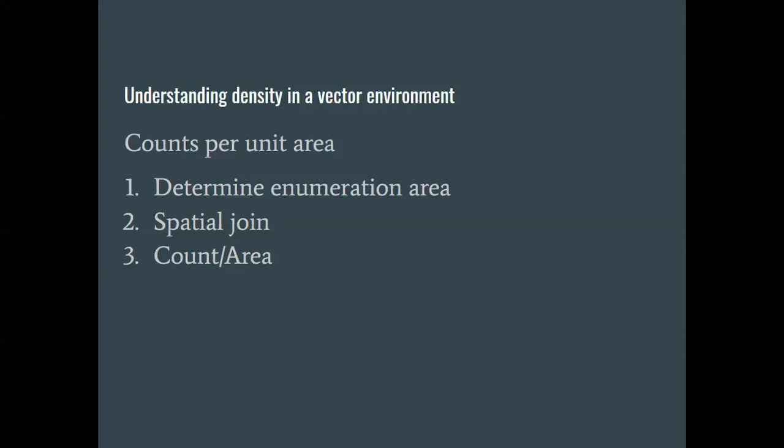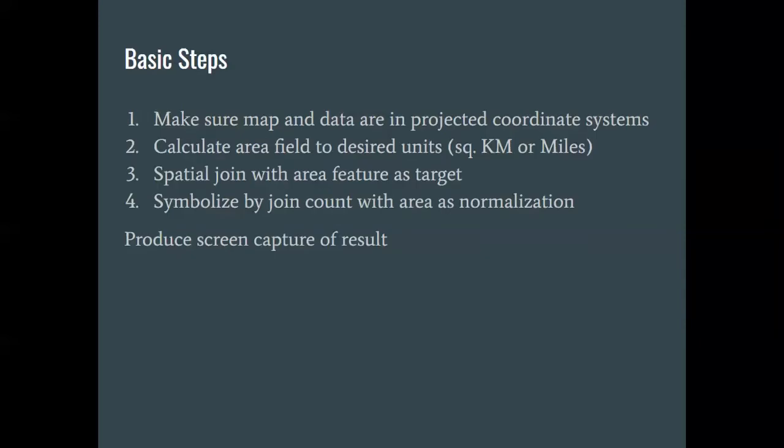So what you want to get, my end results if you will, you're going to go through these steps. Number 1, we're going to make sure that our map and or our data are in projected coordinate systems. We're going to calculate an area field. We're going to do a spatial join with the area features, that is the counties, as our targets. And then we're going to symbolize the data by the join count with area as normalization. And again, what I want you to turn in is a screen capture of your results.